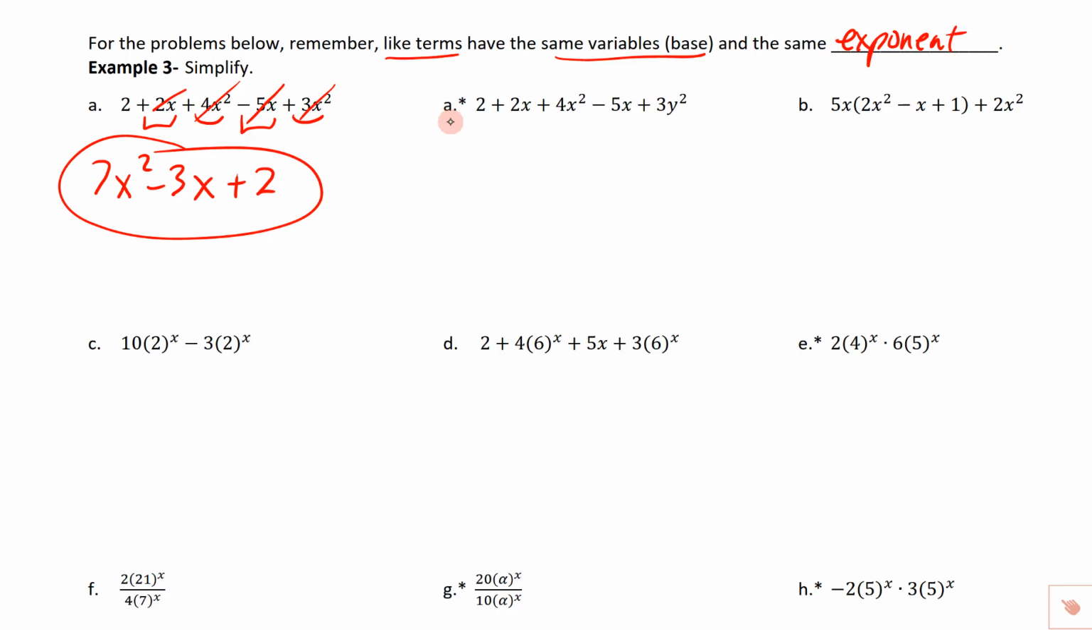The one next door is A star, and the reason it's got a star by it is some people lose track of this and they think, oh, all I'm looking for is the same exponents. That's not what we're looking for. They've got to have the same variable and the same exponent.